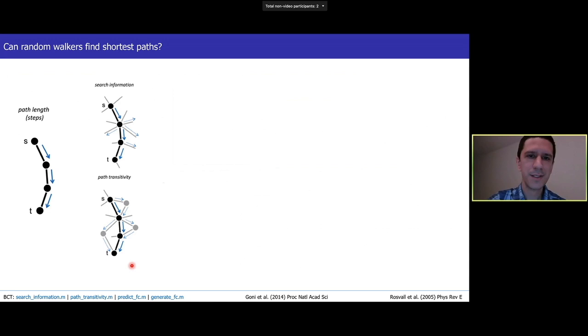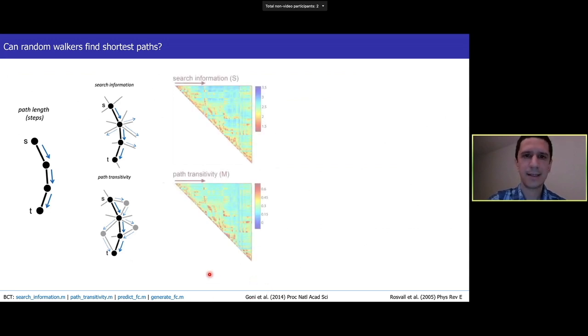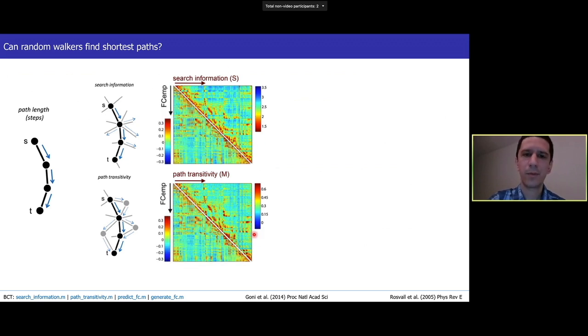So what the authors did in this study, this is by Gagne and colleagues, is to take a structural network and compute the search information and the path transitivity between all possible pairs of areas. And that's what's shown here in the upper triangles. What they then said was, okay, we want to know how well this recapitulates patterns of resting state fMRI functional connectivity. And that's what's shown in the lower triangles.